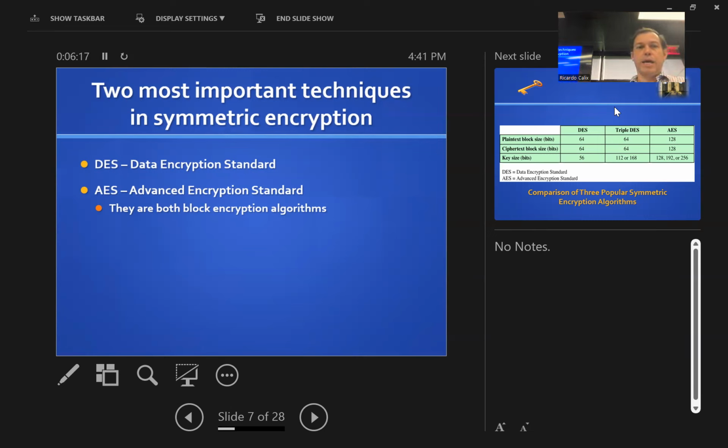Yeah. So DES is no longer used, because it was broken some time ago. But they're both very highly studied approaches.